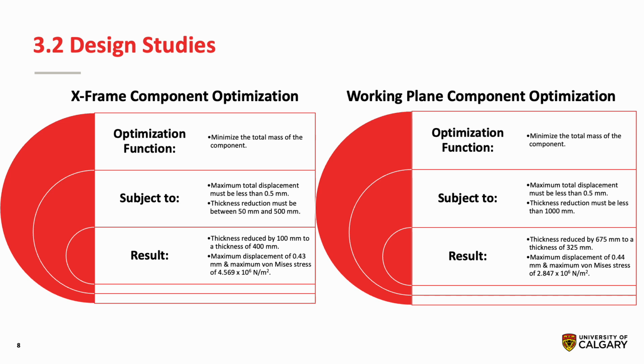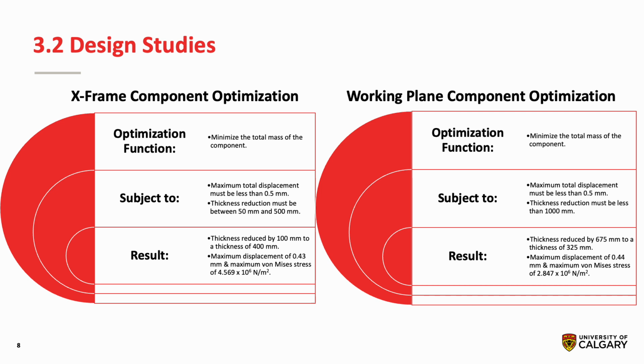In the case of the X-frame, constraints were set so that the total displacement of the part must not exceed 0.5 millimeters, and the thickness of the part would be the only variable in this problem. The thickness of the X-frame was allowed to be reduced by up to 500 millimeters. Similarly, the working plane component also shared the same optimization function and constraint for the total displacement allowed. However, the working plane component allowed a thickness reduction of up to 1000 millimeters as determined by the initial dimensions of the component's initial design.